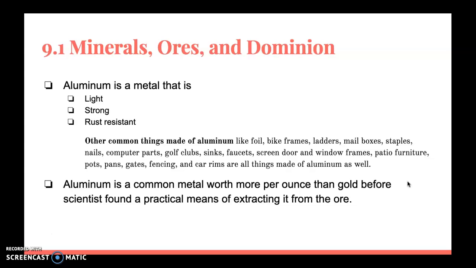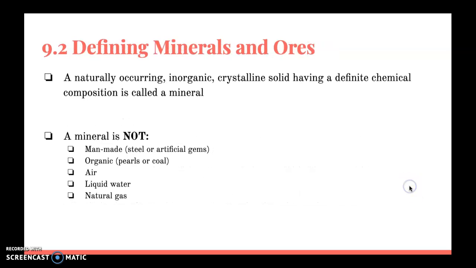9.1, Minerals, Ores, and Dominion. So, aluminum is a metal that is light, strong, and rust resistant. You can think of other things that are made with aluminum, like foil that you would use to bake with in your kitchen, bike frames, ladders, golf clubs. Even car rims are made from aluminum. It's a common metal, worth more per ounce than gold before scientists found a practical means of extracting it from ore.